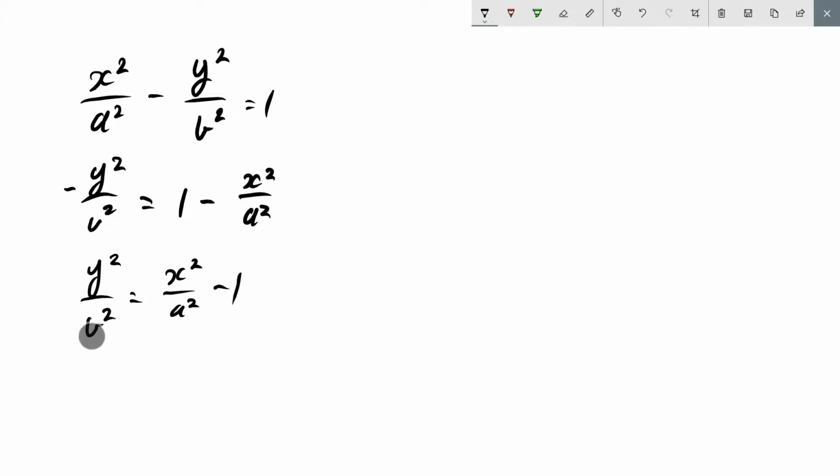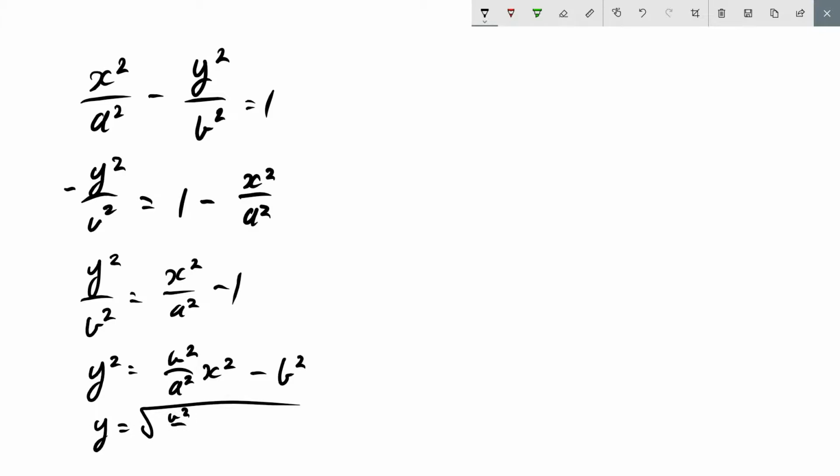And now I'm going to times by b squared, so I'm left with y squared is equal to b squared over a squared x squared minus b squared. Now I'm going to square root it, so y is equal to the square root of b squared over a squared x squared minus b squared. Wouldn't it be great if this b squared here just disappears? That way we'll have a lot of cancelling, and we'll be left with y is equal to b over a x. Wouldn't it just be nice if that was true?